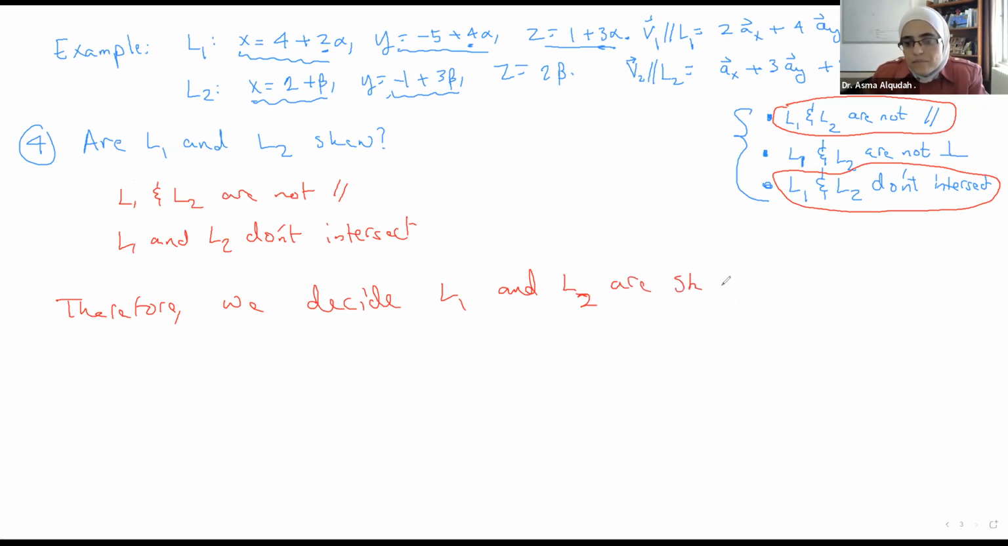Okay. The orthogonality here is not a condition for skew, to decide if the two lines are skew or not. Only if they're parallel or not, and if they intersect or not. So the two lines L1 and L2 are skew.